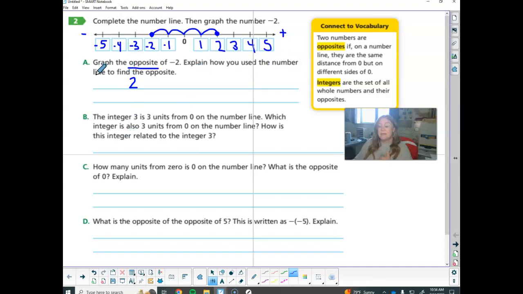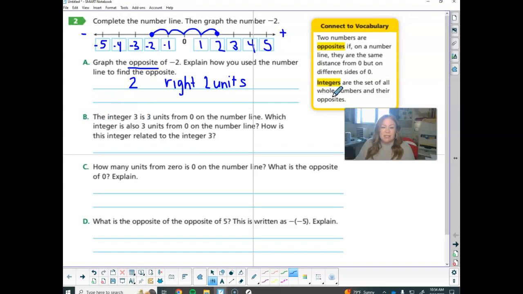Explain how you use the number line to find the opposite. Well, we know the first time we went to the left, so now I had to go to the right 2 units. So I went right 2 units, because before we went left 2 units, and I have to do the same in the other direction.